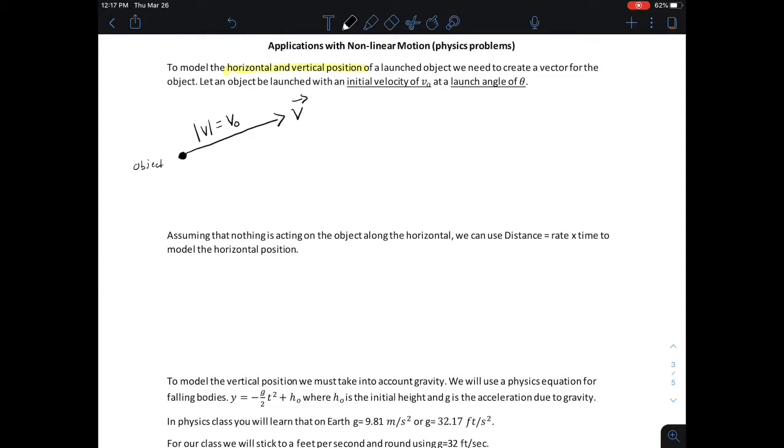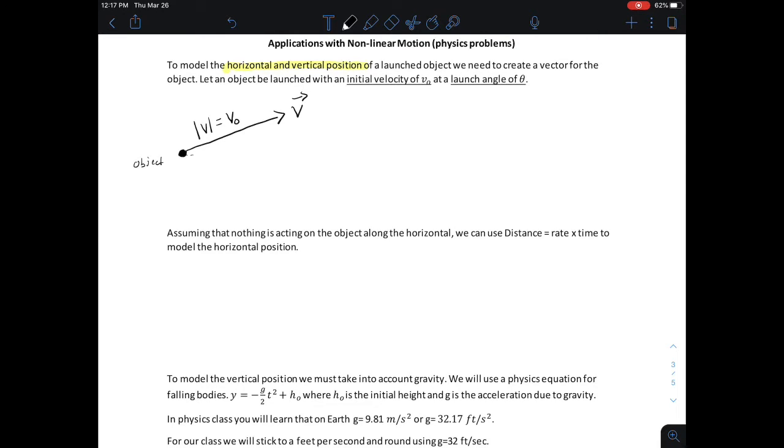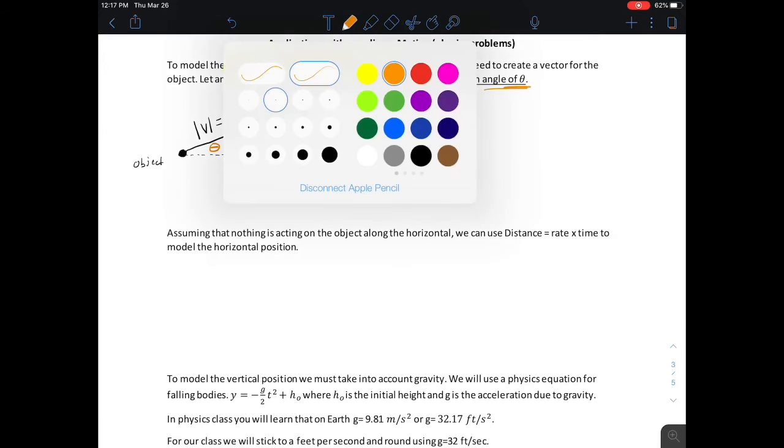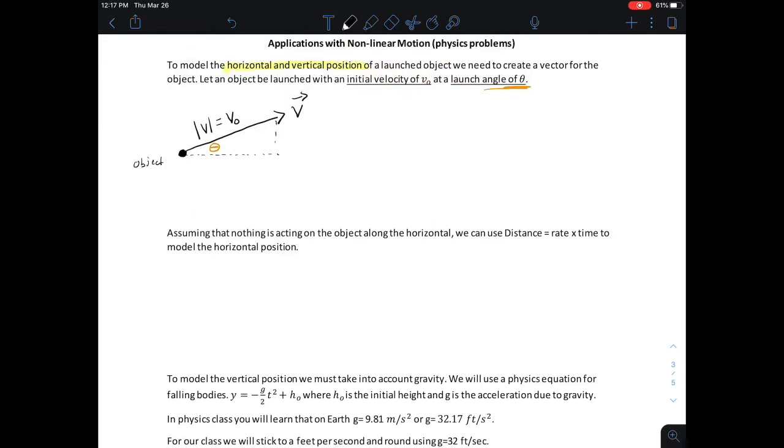Remember that vectors have both magnitude and direction. So for this vector, I'm going to draw a horizontal. And it's going to be launched at some angle of theta here. So the angle is going to be theta. And we're going to break up and look at the horizontal and vertical components. So I'm going to make a right triangle, and we're going to write the horizontal and vertical components.